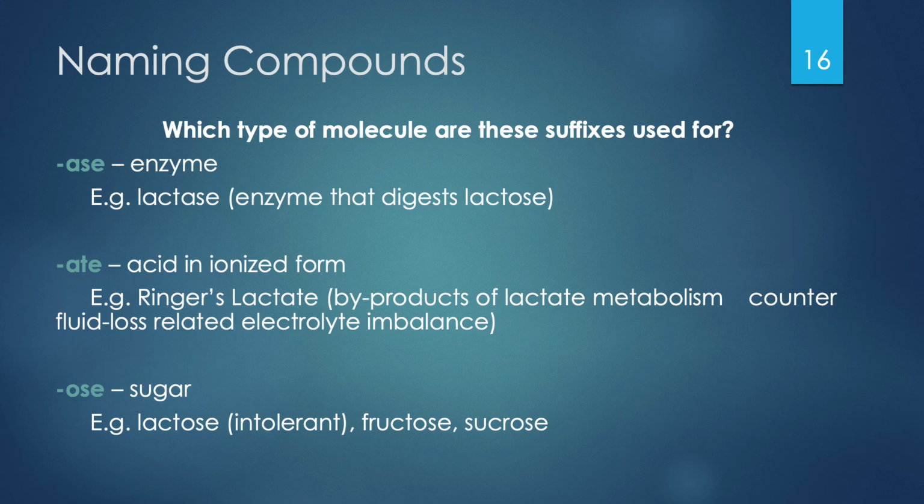If something ends in ate, that's going to be an acid that is an ionized form. So Ringer's lactate is going to be something that you'll use as an IV solution, and it's a byproduct of lactate metabolism. So that'll be used to counter any fluid loss if it's related to an electrolyte imbalance. You'll study this much more when you get into your nursing courses. And then anything that ends in ose is a sugar. So for example, ribose, lactose, fructose, sucrose, these are all sugars. And again, somebody could be lactose intolerant, so they have to take the lactase enzyme to help them to digest the lactose that's present in milk products.